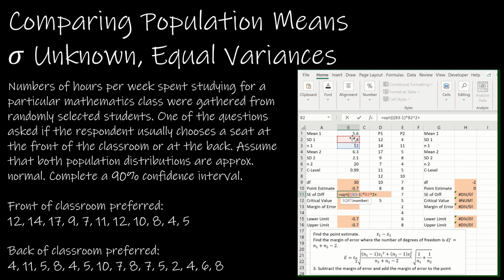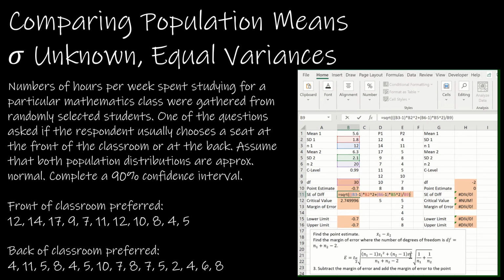And then plus, and then I'm going to do the same thing, parenthesis, which is now purple again, n2 minus 1, close the purple parentheses, times s2 squared, close the red parentheses, because now I need to take all of that, which was my numerator, and divide it by the degrees of freedom, n1 plus n2 minus 2. So I could enter that again, but since I've already done that here for degrees of freedom, I'm just going to choose B9, close the black parentheses, and now that's all of this first portion.